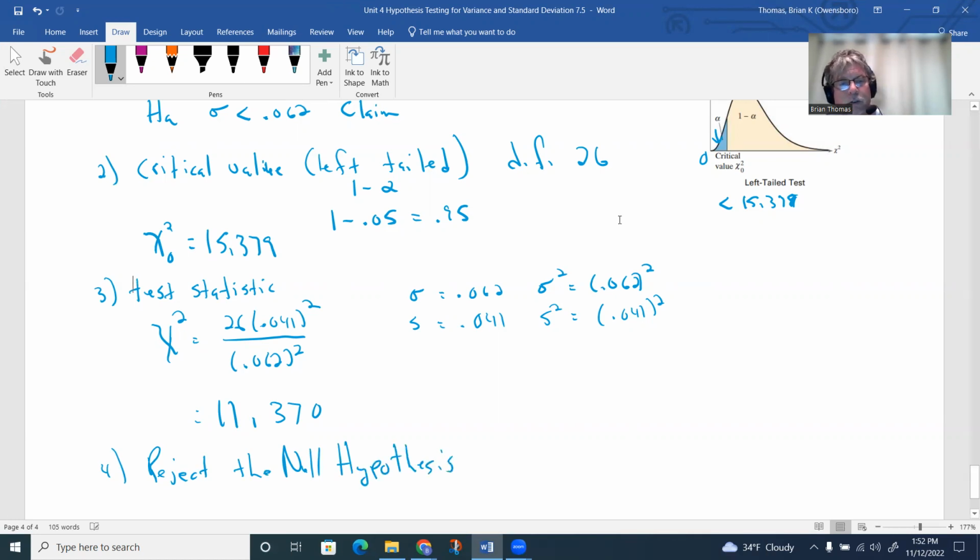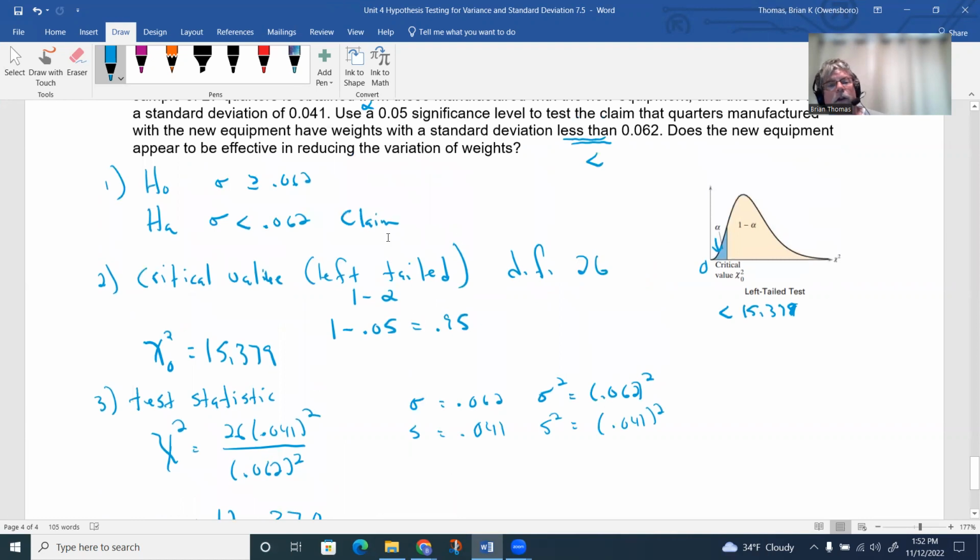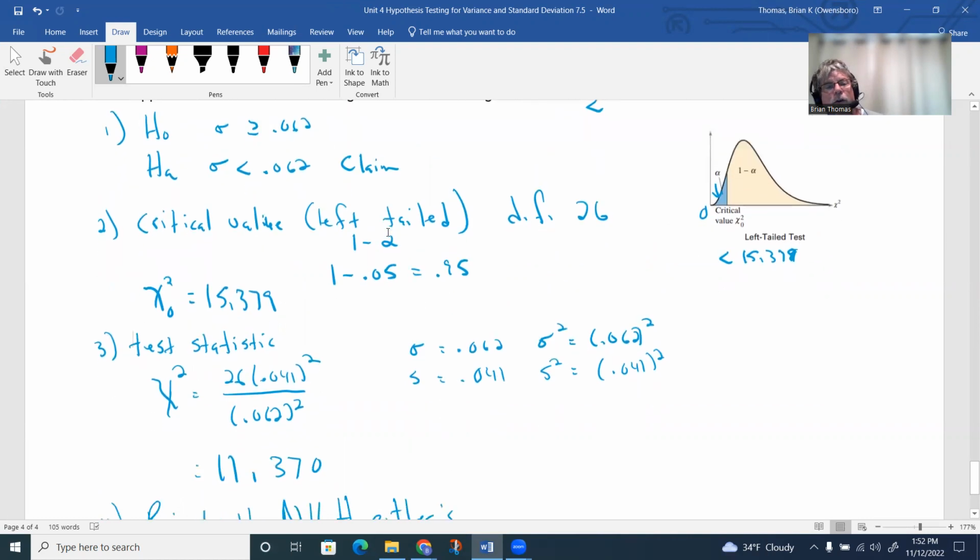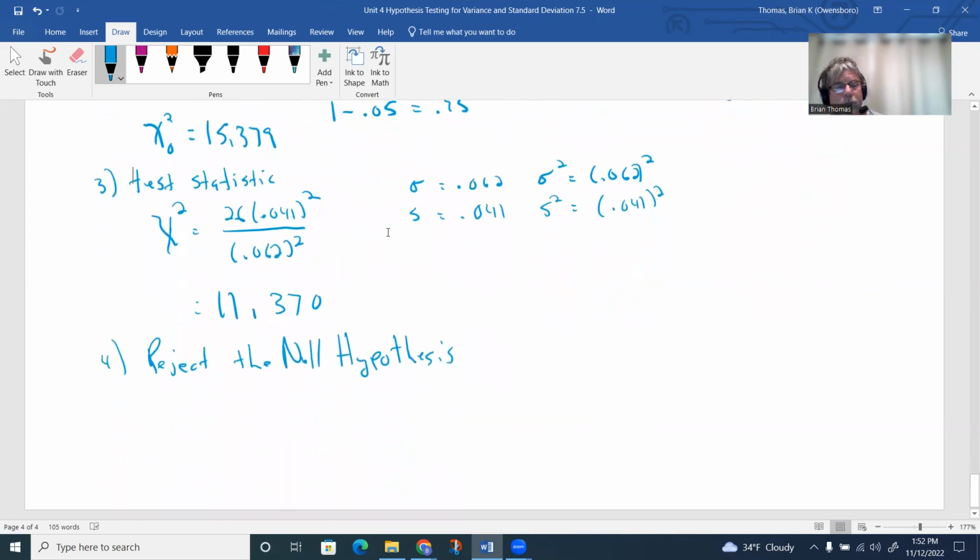So the question is, what was our claim? Notice our claim was actually the alternative. If it's the alternative, we have to use the word support. Since we are rejecting the null hypothesis, there is enough evidence to support the claim.